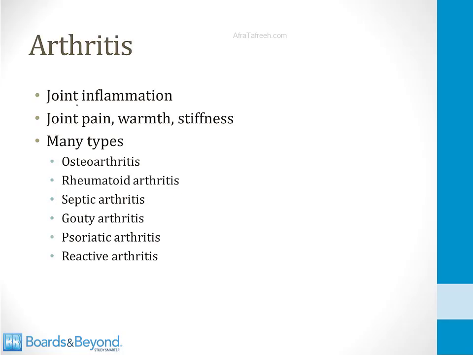The term arthritis refers to joint inflammation, and typical symptoms of arthritis include joint pain, warmth, and stiffness of the joint. And there are many subtypes or causes of arthritis. I've listed a number of them on the slide here. In this video, we're going to focus on osteoarthritis, which is the most common form of arthritis. It's the form you're most likely to see clinically. It happens to many elderly patients.